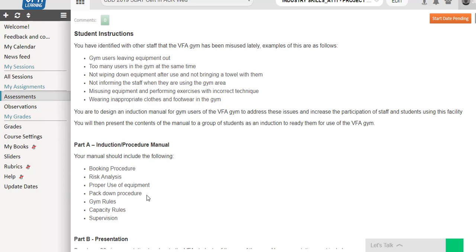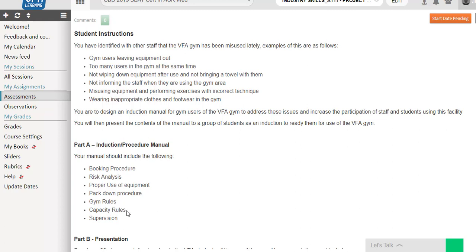Pack down procedure. So what's the procedure at the end of the session? So if you're a trainer or supervisor or even a group of students, what's expected to pack up the gym at the end of the session? How are you supposed to leave the gym? Gym rules, so you should be familiar with gym rules. So we want you to establish 6 gym rules.